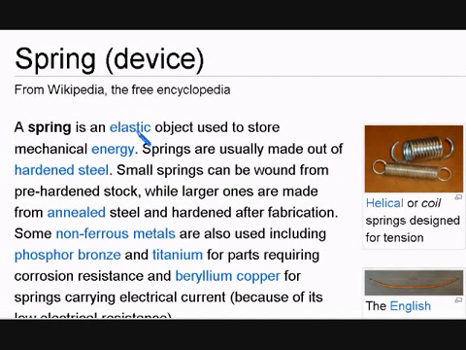It's elastic because we can stretch it. So anything that can be stretched is elastic. So a spring is an elastic object used to store mechanical energy. Springs are usually made out of hardened steel. Small springs can be wound from pre-hardened stock, while larger ones are made from an annealed steel. Now this is getting kind of complicated. I think I'll go back.